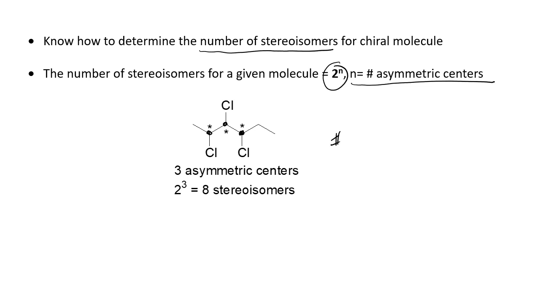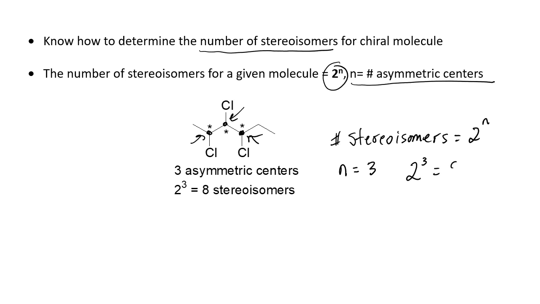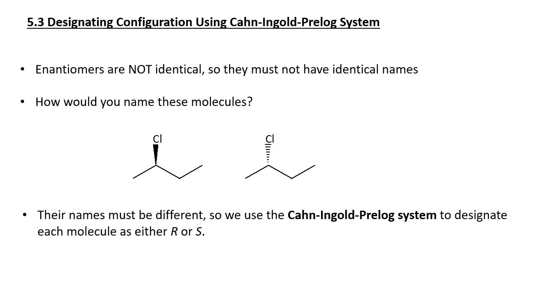So the number of stereoisomers is going to be equal to 2 to the n. And n, in this case, is 3. We have 1, 2, 3 chiral centers. N is 3, so 2 to the third power equals 8. In section 5.3, we're going to discuss how to identify the configuration using the Cahn-Ingold-Prelog system.